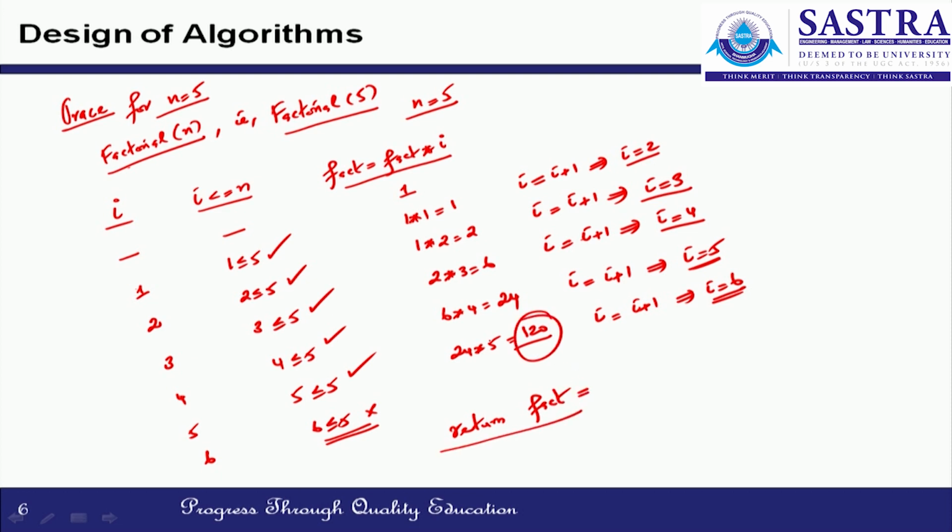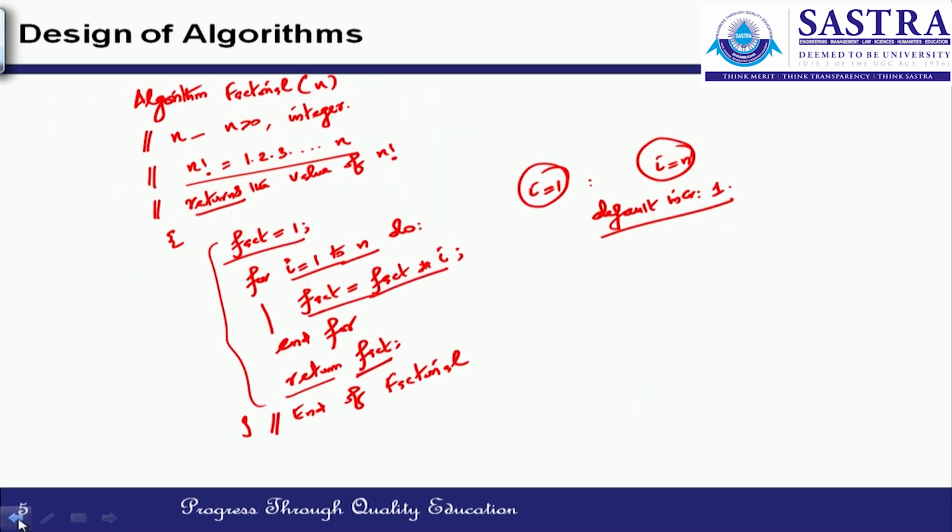Current value of fact is 120, this is equal to 1 into 2 into 3 into 4 into 5, this is equal to 5 factorial. Finally, return fact. So, finally, the variable fact holds 120, this is equal to 5 factorial, hence the algorithm returns the value of 5 factorial for n is equal to 5.